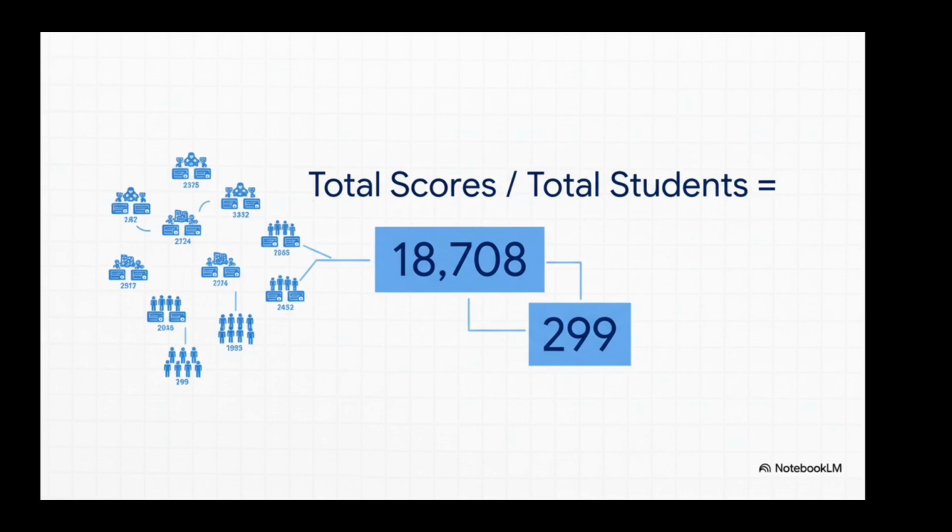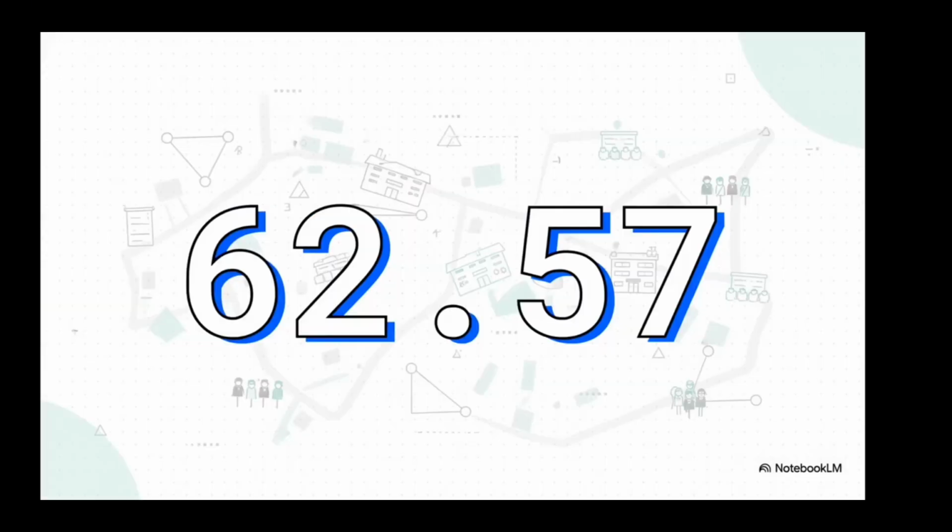So step one is beautifully simple. Our best estimate for the overall average score is just the total of all the scores from our sample divided by the total number of all the students in our sample. So we just take 18,708 and divide it by 299. And that little bit of math gives us our point estimate, 62.57.